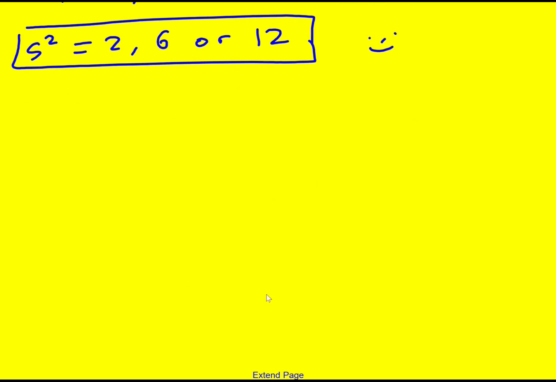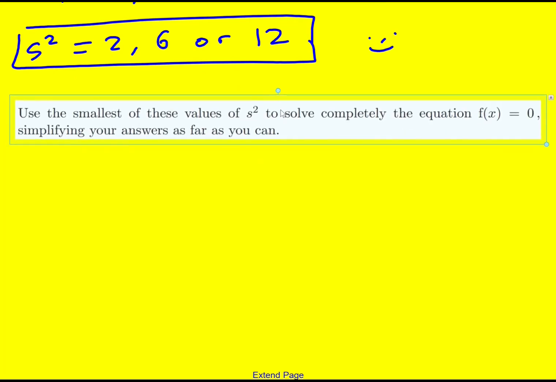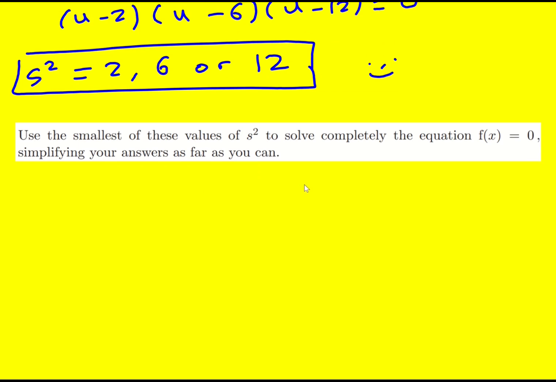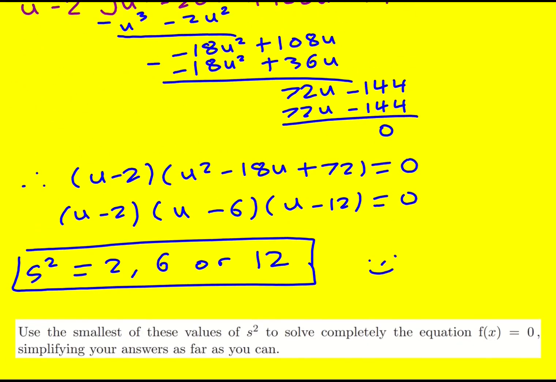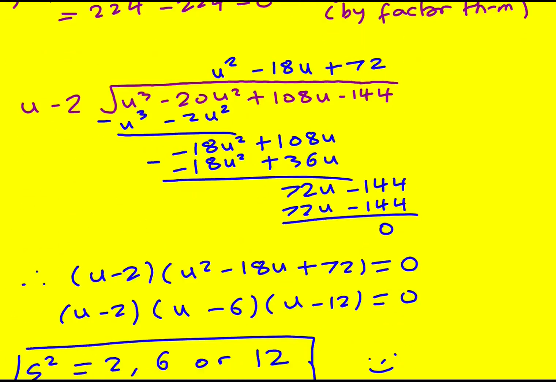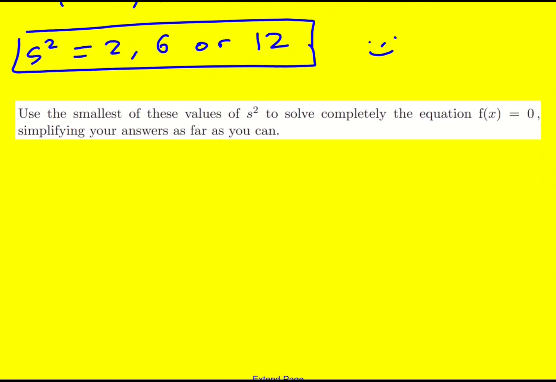We've made it to the final part. We're asked to use the smallest of these values of s squared to solve completely the equation f of x equals 0, simplifying our answers as far as we can. I did ponder after doing this question why we have to use the smallest, and I think the answer is we don't have to use the smallest. I think the 2, 6, and 12 will give us actually the same solutions. We'll just get slightly different values of p and q depending on what s we choose. So we might as well just choose 2, for example, as the smallest.